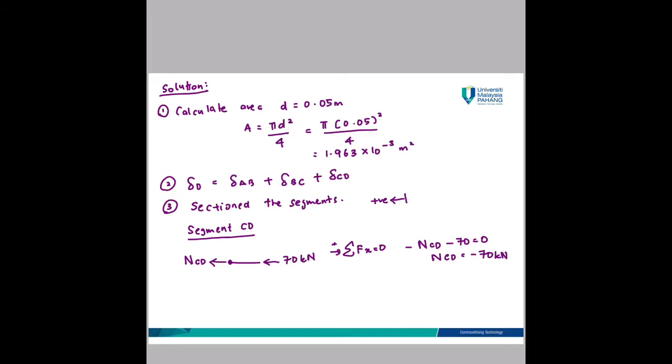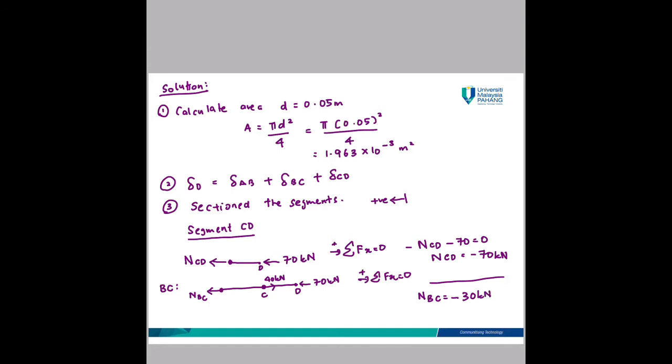Segment BC. Remember, it should be in equilibrium, so you cut from D to between BC. Here at point D, you have a 70 kN applied load, and then at point C, you have a 40 kN applied load. Then when you cut, you will expose the internal force, which I name NBC. Again, summation Fx is equal to 0, right is positive. Please do the calculation. Then NBC is equal to negative 30 kN.